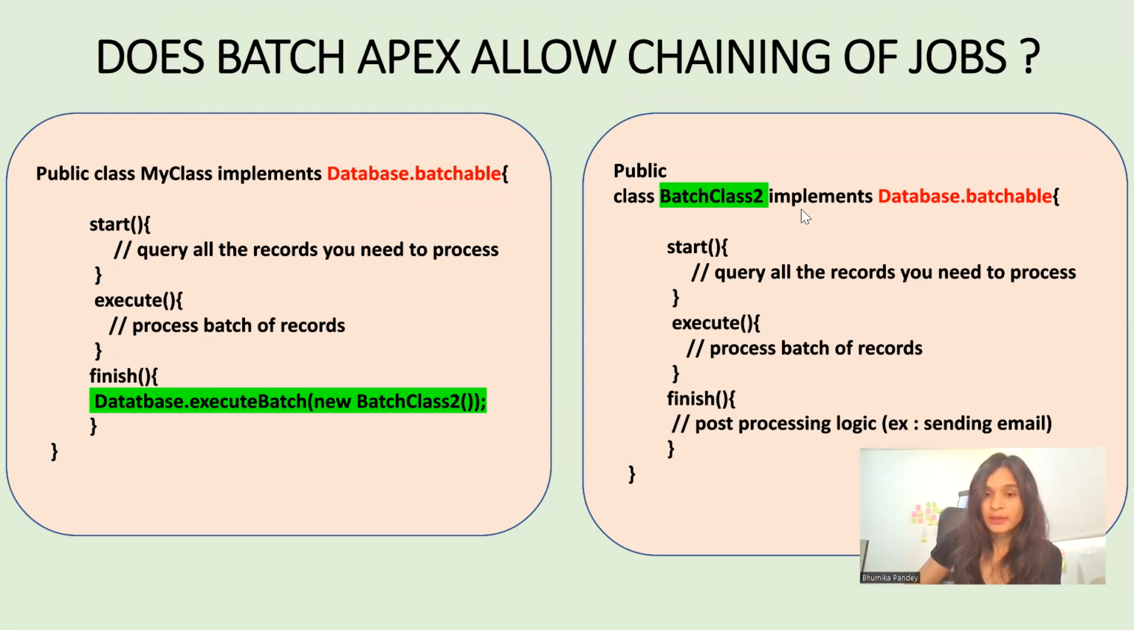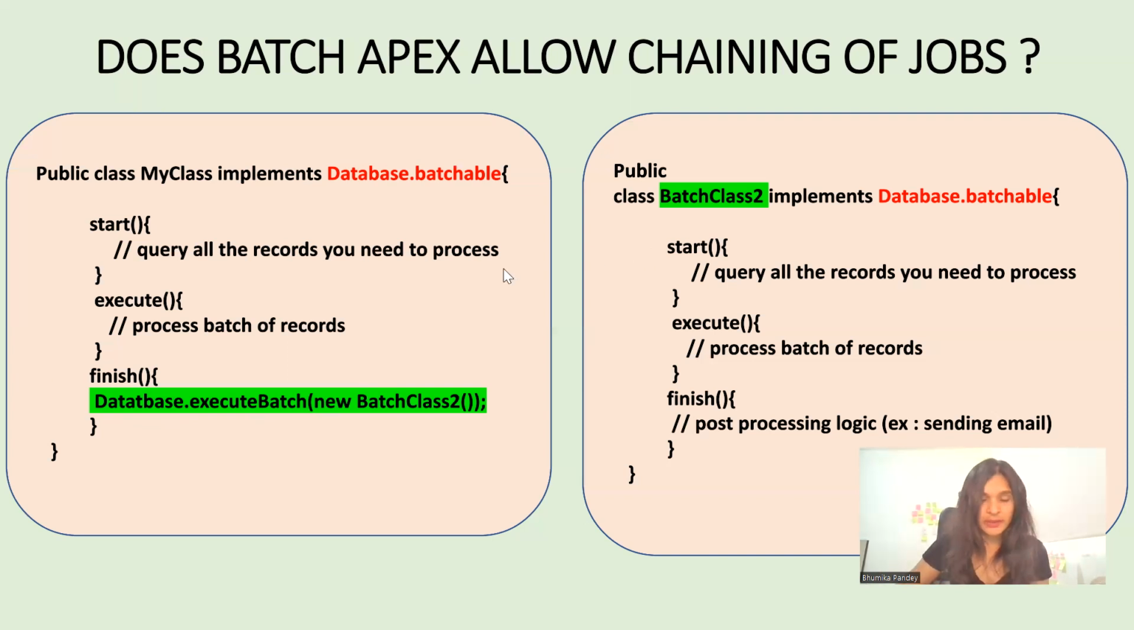This is my class 1, and this is my class 2. Here I have the start method, execute method, finish method, and then I have Database.executeBatch for class 2. So I have another class where I have implemented something in the same way. It is another batch class. The only thing is that once this batch is completed, because this batch is not going to reach the finish method until it processes all the records. If I take the same example, it will process all the 80,000 account records, and only then go to the finish method to check if there is any post-processing logic. Then it will find that another batch Apex has been called for execution, and it is going to execute that batch class.